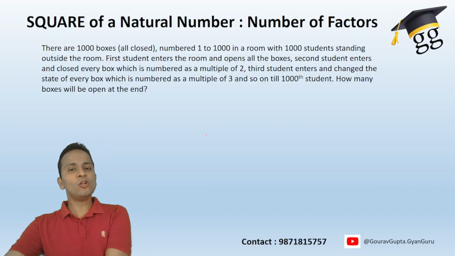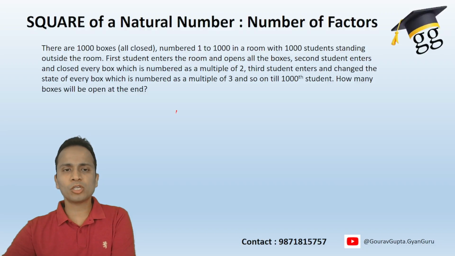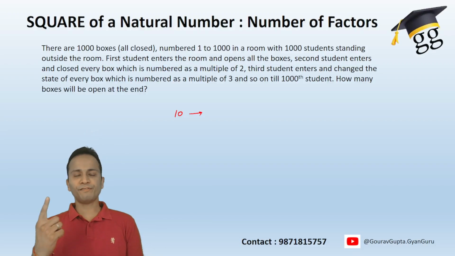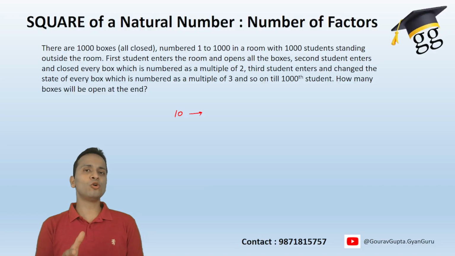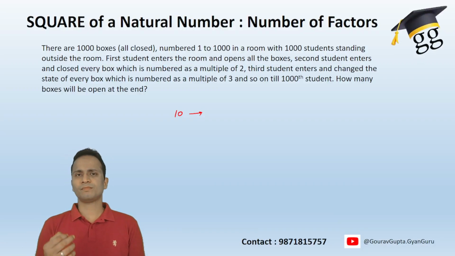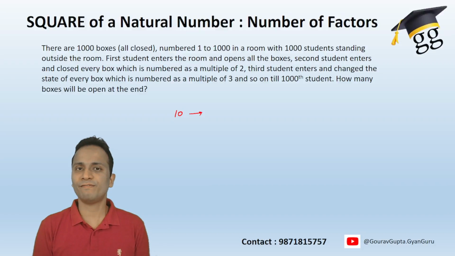Okay. Now let's understand the dynamics behind this question. If I look at any random box, let's pick up the box which is numbered 10. Now which students will come to this box? The first student will go to every box. The second student will go to every box which is a multiple of 2. So 10 is a multiple of 2, so the second student will go to this box. Now the third student will go to every box which is a multiple of 3. So 3 into 2 is 6, then 9, then 12, then 15. So 10 is not a multiple of 3, so the third student will not go to box number 10. The fourth student will again not go to box number 10 because 10 is not a multiple of 4, or the other way around, 4 is not a factor of 10.